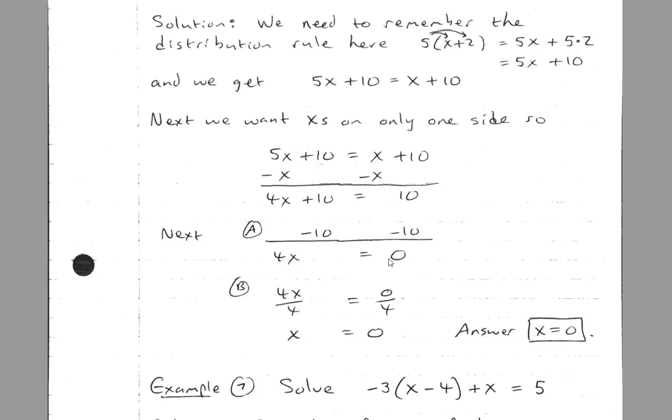Okay, so lots of zeros here. So 10 minus 10 is also 0. Divide both sides by the number multiplying the x. Divide both sides by 4. So 0 divided by 4 is 0.